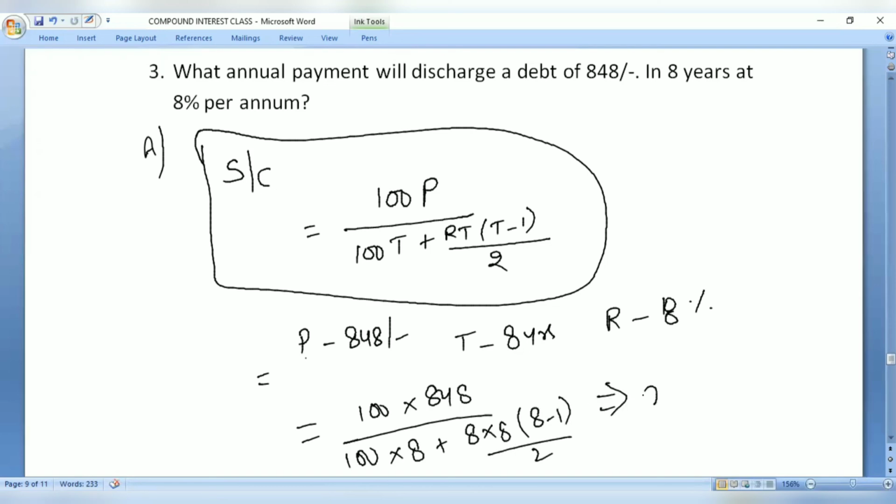On simplification, it will give you the answer as 82.8125. That means if you pay 82 rupees 81 paisa as the annual payment every year for 8 years, it will clear the debt of 848 rupees, is what the question is. I'm not explaining this simplification, I'm directly giving you the answer due to time constraints. So this is how you will solve the questions.